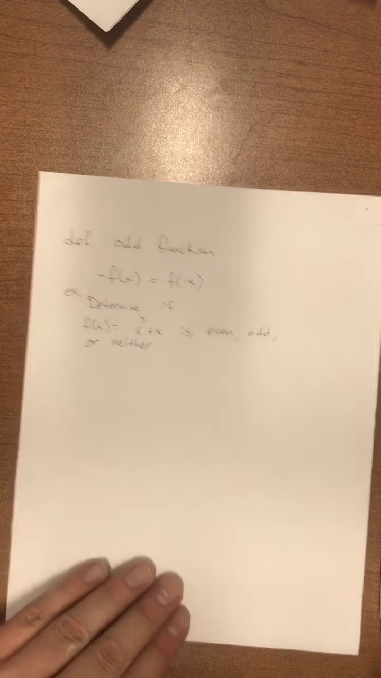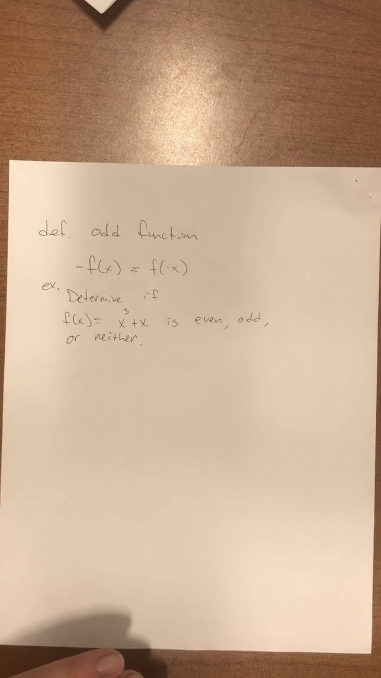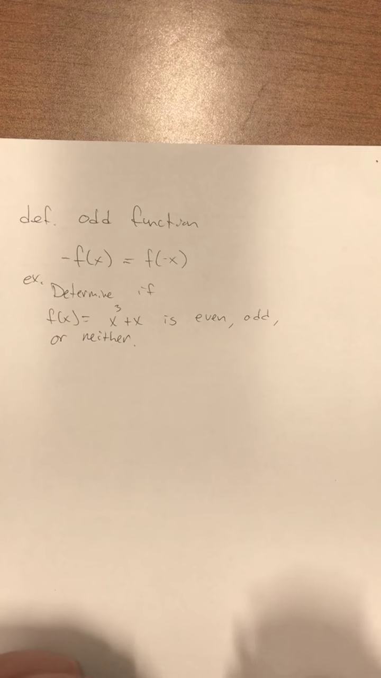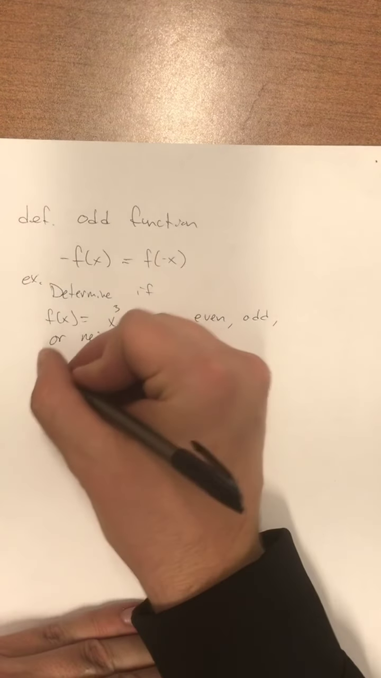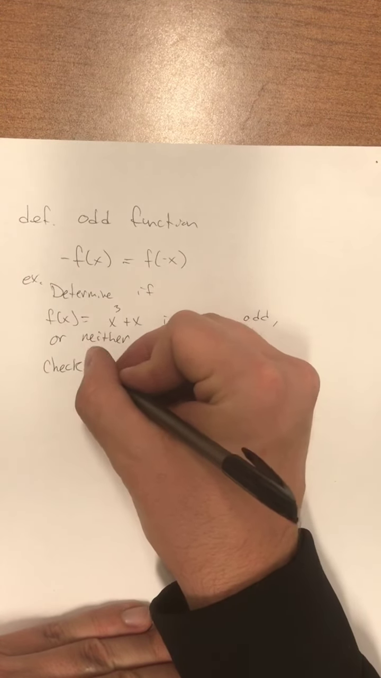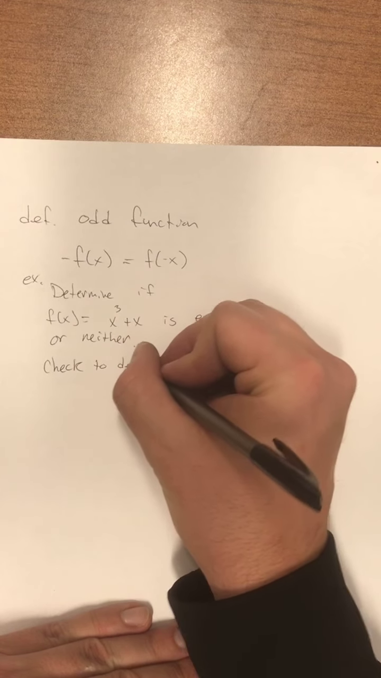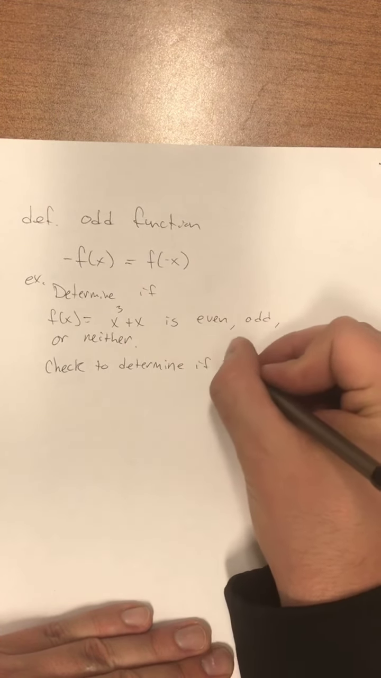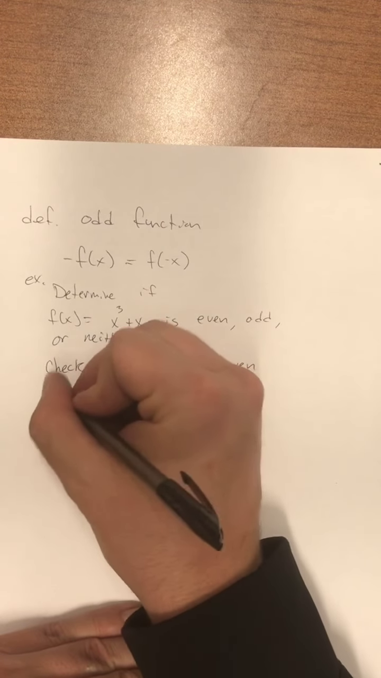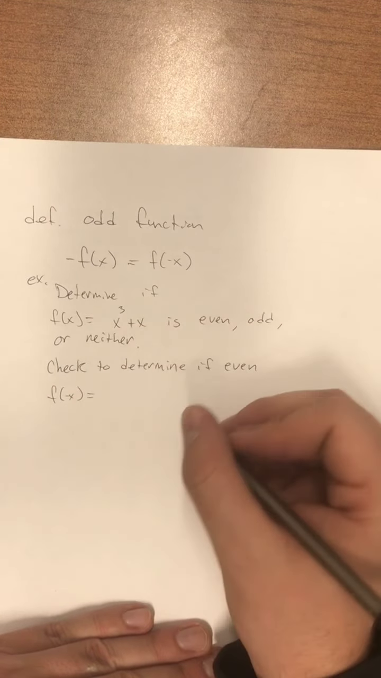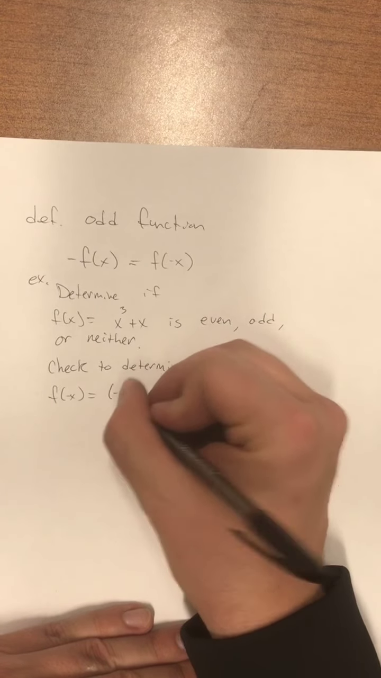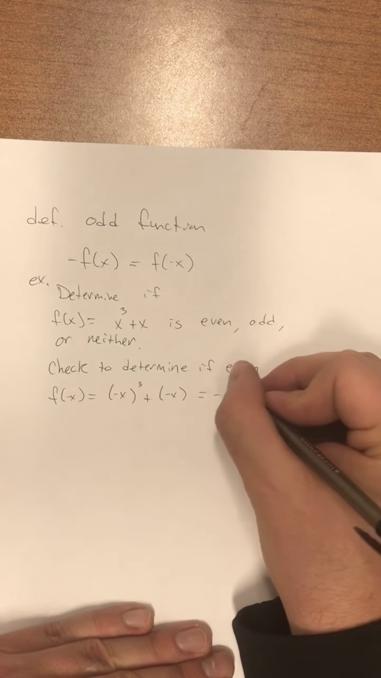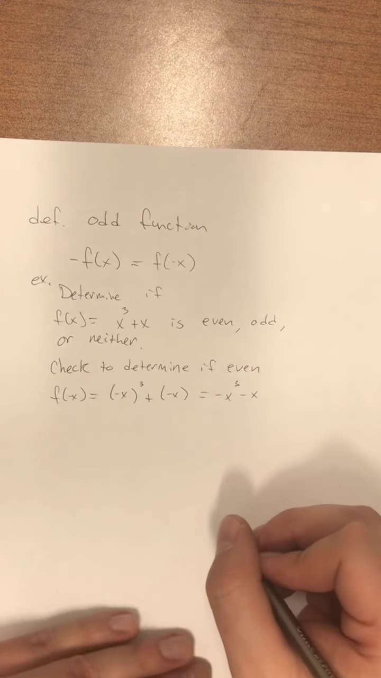So a function can be even, odd, or neither. A function doesn't have to be even or odd. There's a third option of neither. So the first thing we need to do is calculate f of negative x. That's negative x cubed plus negative x, which is negative x cubed minus x if we simplify.